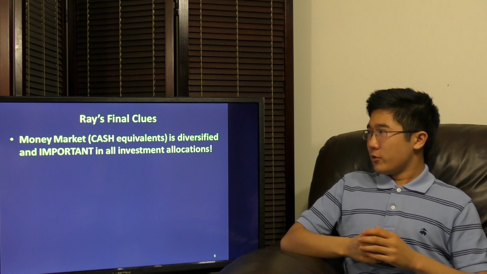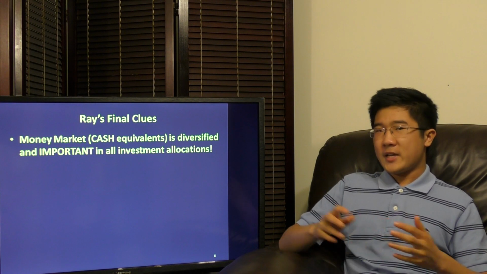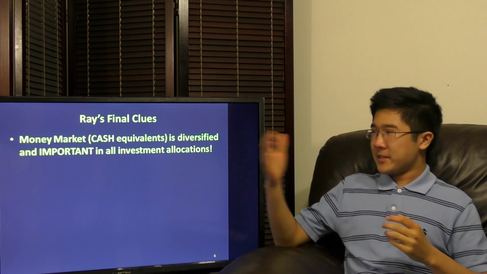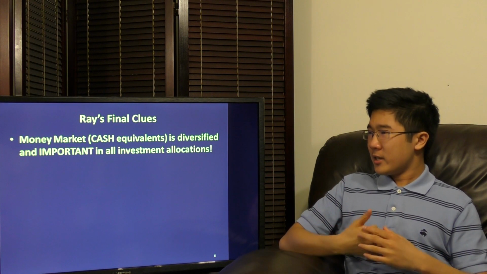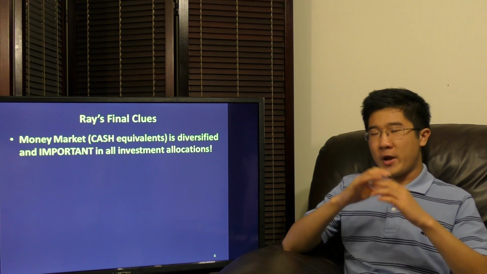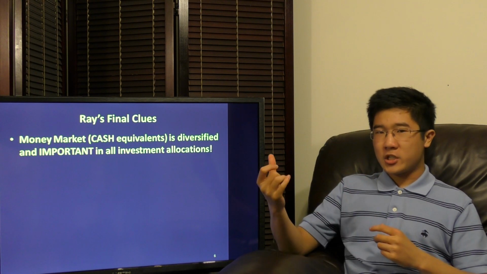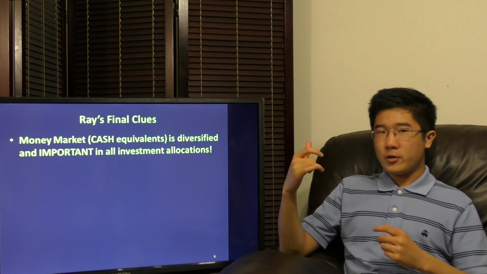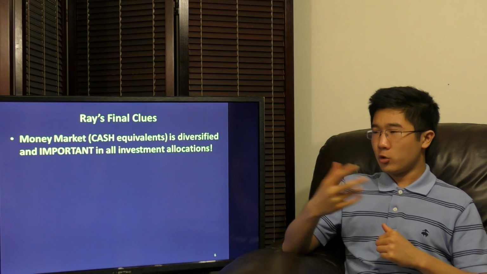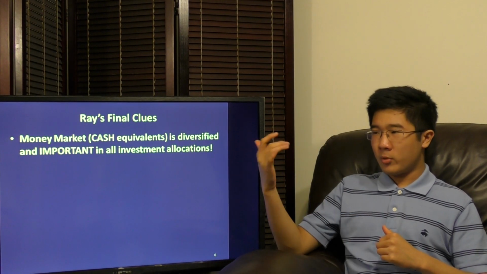And of course, for a final clue, just know that the money market and things that are supposed to be cash equivalent are very diverse, and it's important in all asset allocations because the money market is not actually just a way to earn returns. It's a way to store your cash in a safe environment that you know you can trust. That's basically a storage chamber. It serves two roles, and so for that reason, it should be an important part of a portfolio.